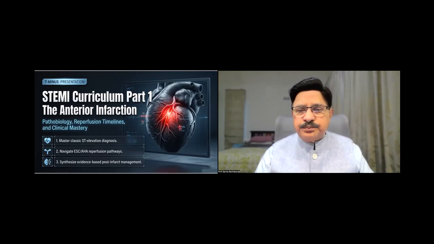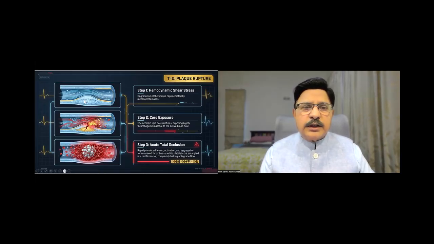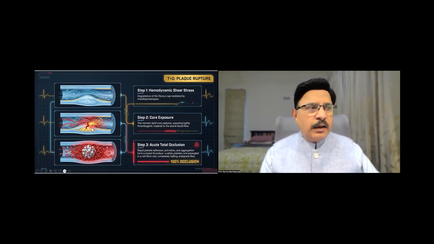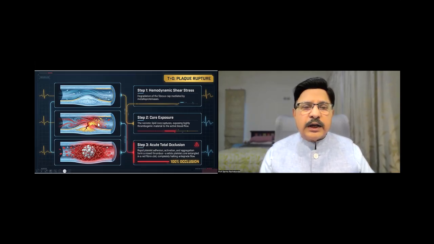Step one, hemodynamic shear stress. What happens whenever there is a shear stress or flow stress in the vessel wall? There is a fibrous cap here. This fibrous cap opens up and makes the plaque rupture. Once the plaque ruptures, the core of the plaque contents are exposed. The necrotic lipid core ruptures and exposes highly thrombogenic material to the active blood flow. That is the most important first event.